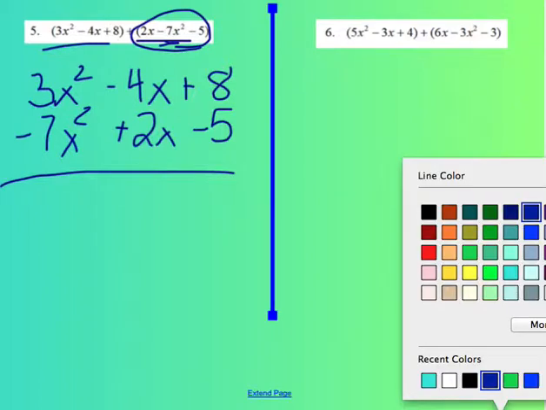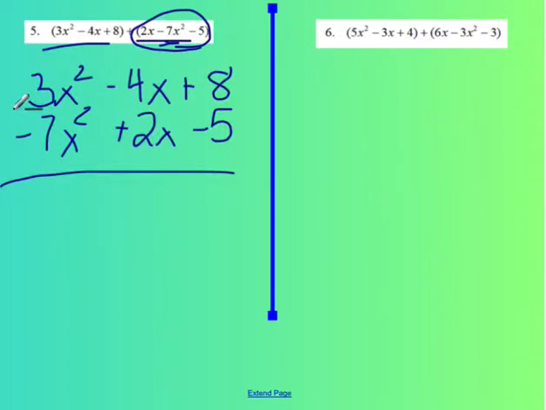So now I can go ahead and add down the columns. So 3 minus 7 is negative 4. Negative 4x plus 2x is negative 2x. And then 8 minus 5 is 3. Okay, so again, I'm adding the coefficients, keeping the exponents the same.